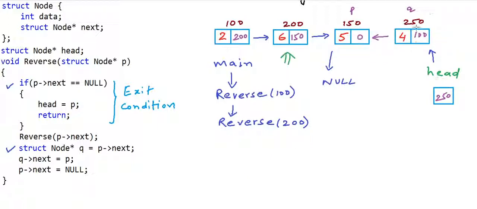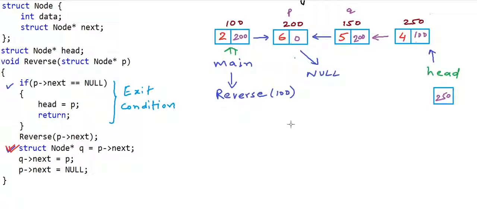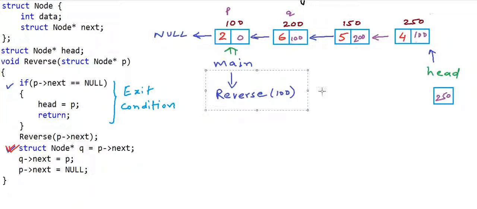As you can see, head is 250, so from 250 we will go to 150, and from 150 we are going to null. So till 150 we have a reversed list. So this is how things will look like when the call to reverse 200 finishes. Till 200 we have a reversed list, and once again we come to execution of reverse 100, and this is how things will look like finally when reverse 100 will finish and we will return back to the main function.